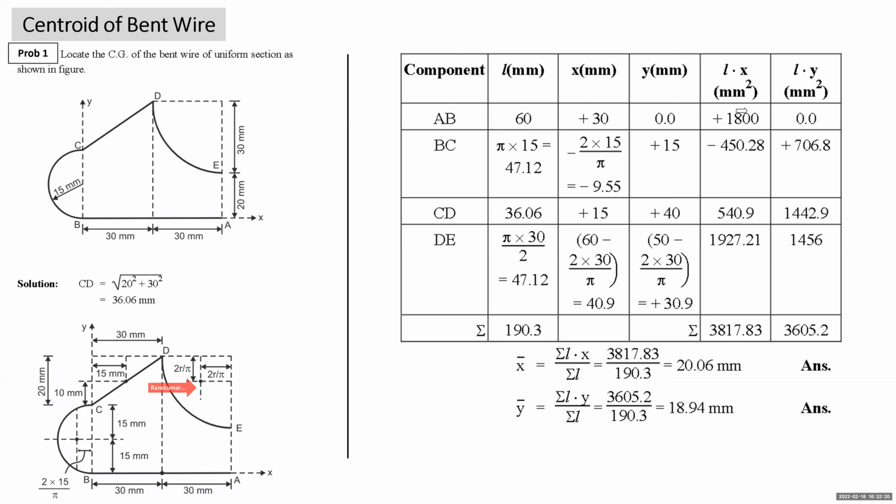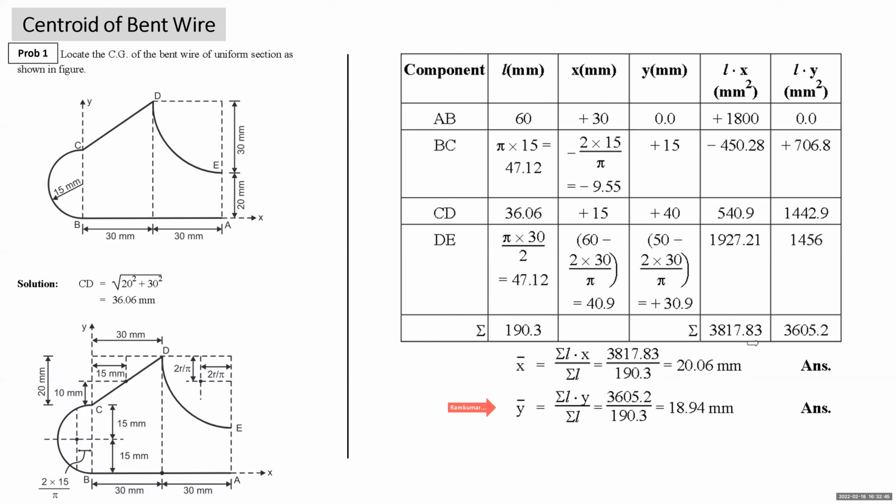L into x will come in this column for each component. L into y will come in this column. Then we carry out summation of all components, that is summation L. Summation of this column will give you summation Lx. Summation of this column will give you summation Ly. So now you will apply the formula. X bar is summation Lx upon summation L. Summation Lx we have found it 3817.83. Summation L is 190.3. This comes out to be 20.06.